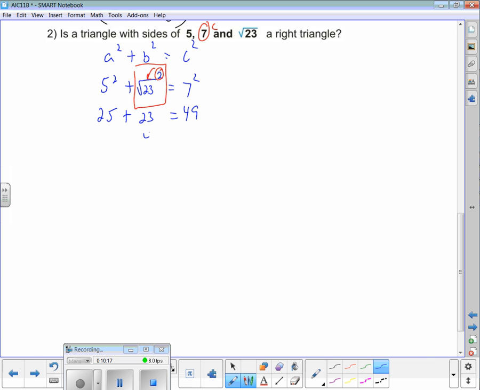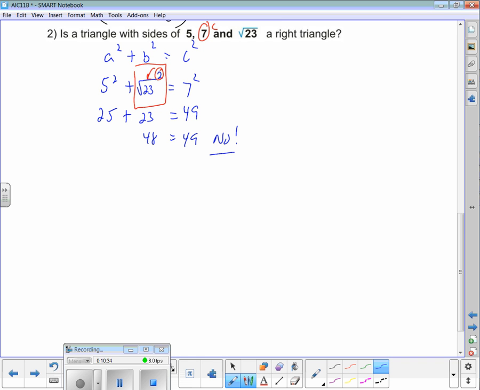So what's my left side? Oh, 48. You know what? This is really close. And you can have a square root and have it work. But I chose one that didn't, so this is a no, so it's not a right triangle, right? Because the Pythagorean theorem did not give us a left side that equals the right side.